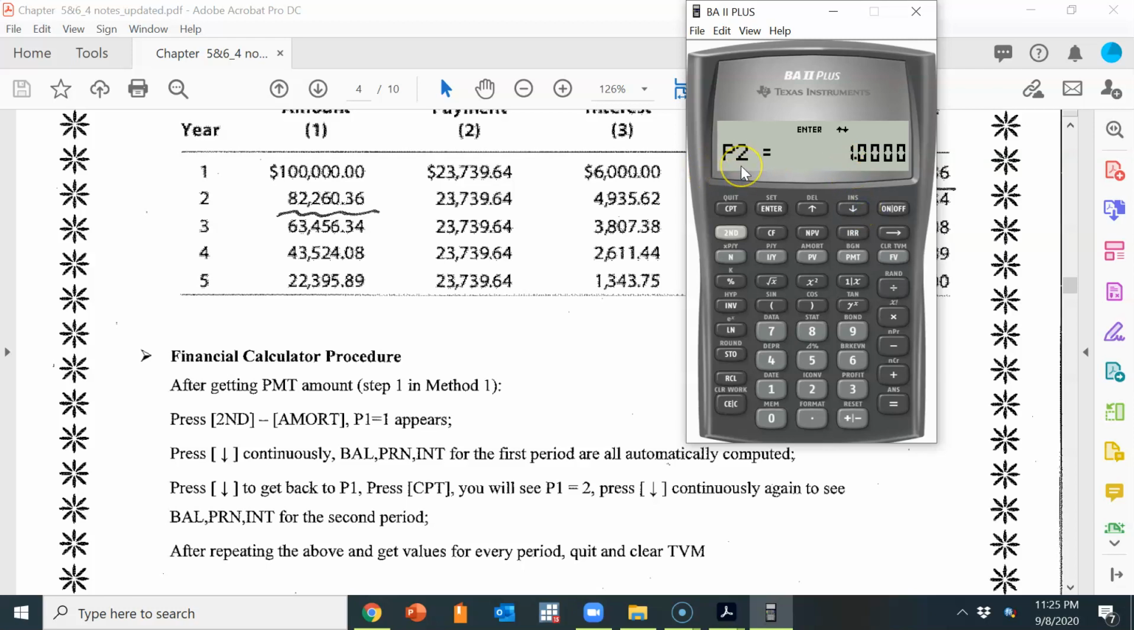We go to P2. This is ending period. P2 is ending period, and it's by default 1, meaning the first period. So we begin from the first period and end at the first period. So all the values we're going to see later are for the first period. In our case, all the values we're going to see later are for the first year. So let me just press down button again. Now I see BAL. This is the ending balance.